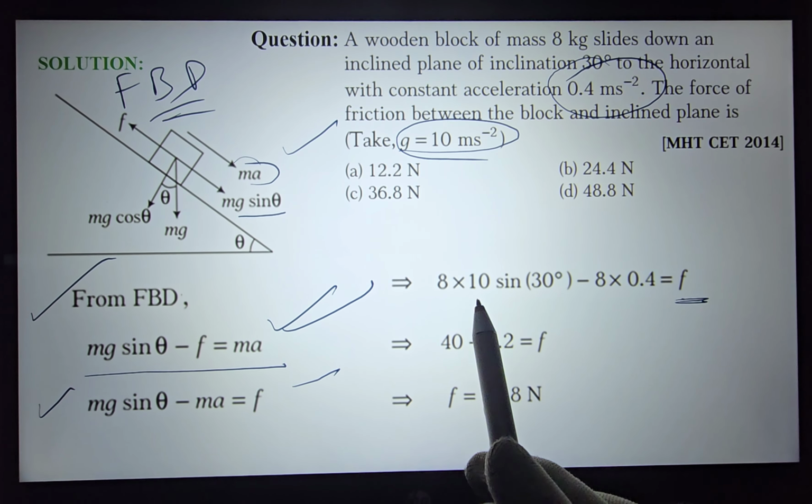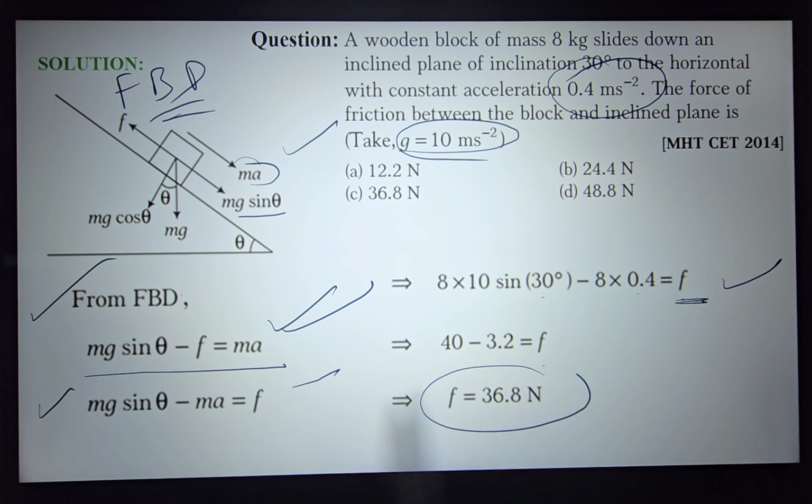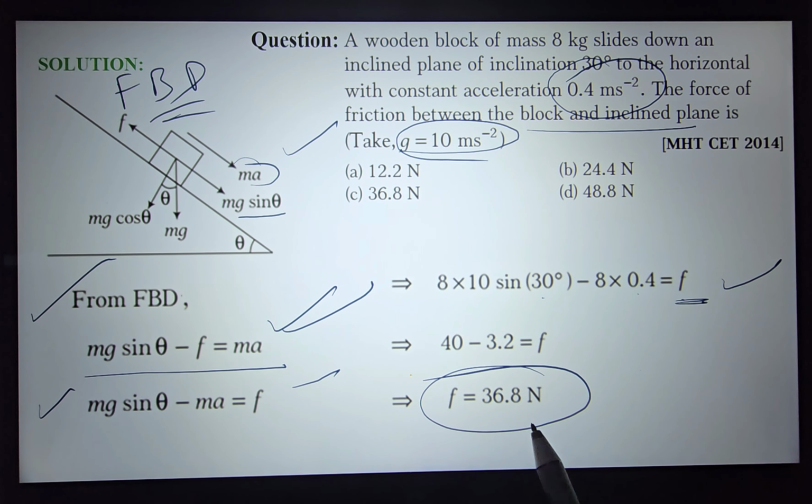Okay, so 8 into 10 into sin 30 minus 8 into 0.4 is equal to small f, or finally you are getting f is equal to 36.8. So we can say the force of friction between the block and inclined plane is nothing but 36.8 Newton. So this answer option C is correct, right?